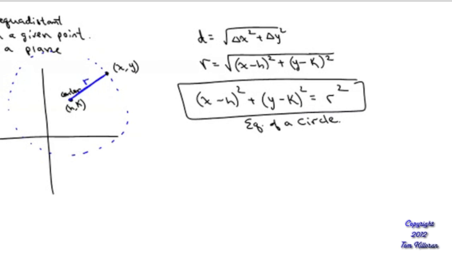Okay. So if I tell you that we have an equation that looks like this: x squared plus y minus 4 squared is equal to 9. What is the center? And what is the radius?